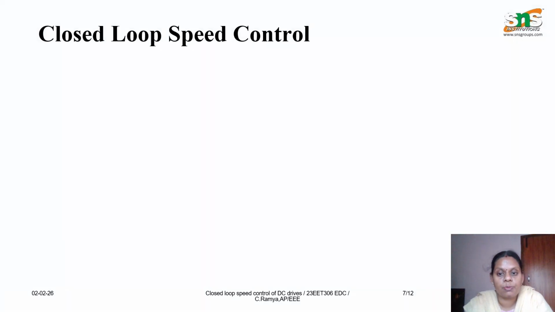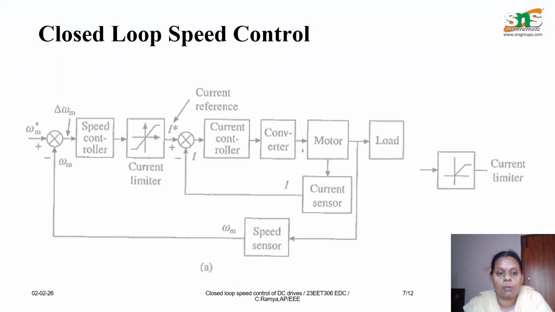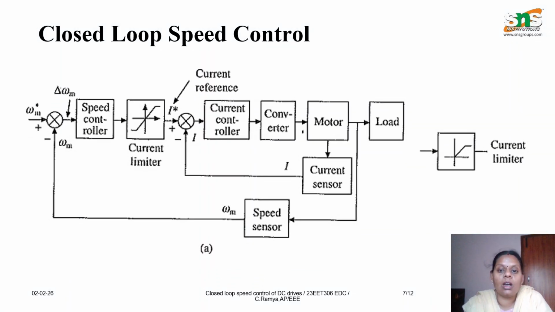In the closed loop speed controller, here we can see the complete block diagram. We have the reference, comparator, and controller, which is connected to the PWM drive, and we have the motor and the sensor, which gives the feedback. So this forms a closed loop. This closed loop system provides accuracy, stability, and also rejection of disturbances.